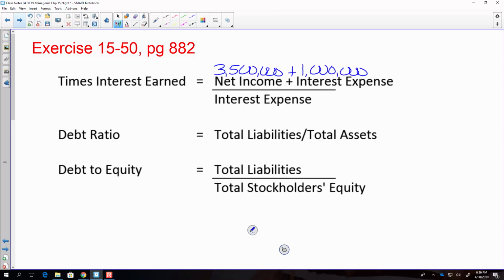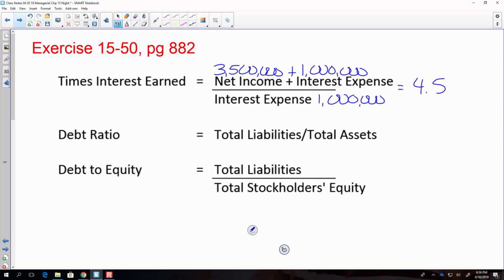Divide it by 1 million. So, not good. Not a lot of wiggle room there. Remember our textbook example is like 18.7. That's where it should be, not 4.5. That's pretty low.